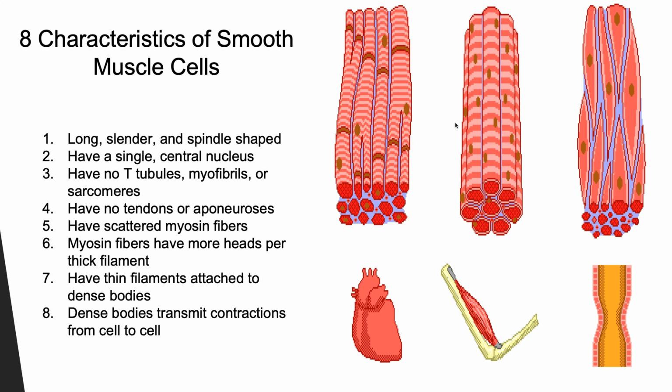So remember, the thin fibers, which are actin, are attached to dense bodies rather than Z lines, and the thick filaments, myosin, have more heads per thick filament and are scattered throughout the sarcoplasm. Furthermore, there are no T-tubules, and the sarcoplasmic reticulum forms a loose network throughout the sarcoplasm.